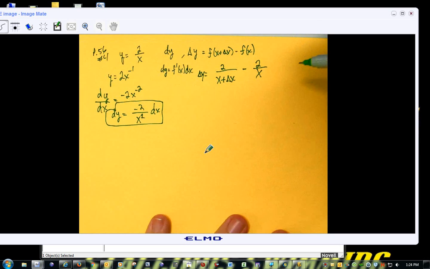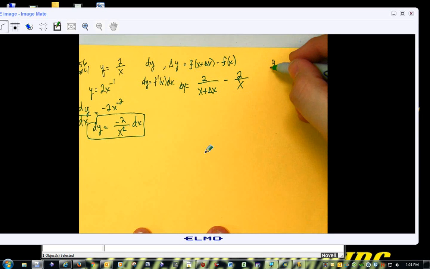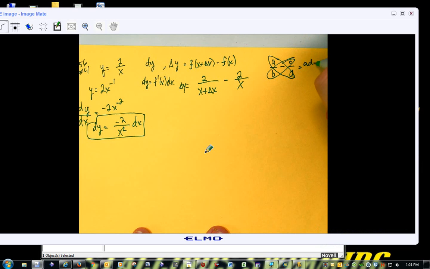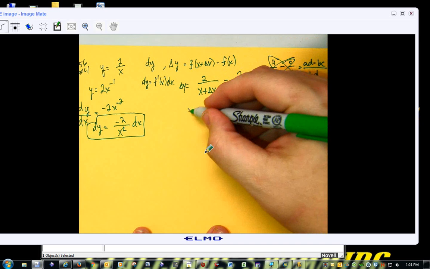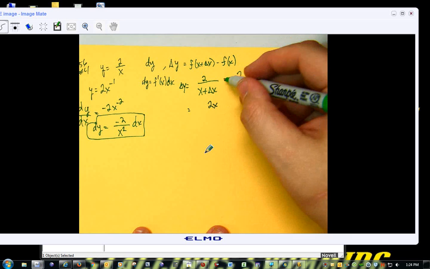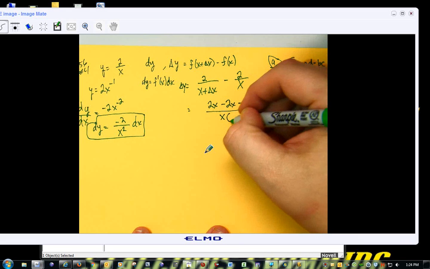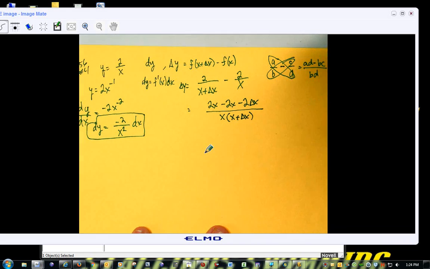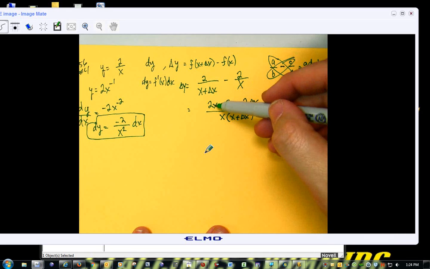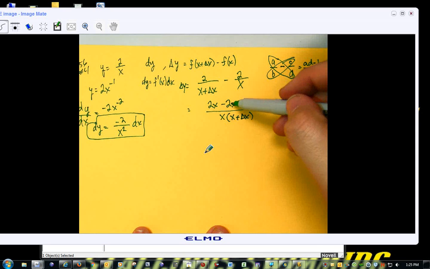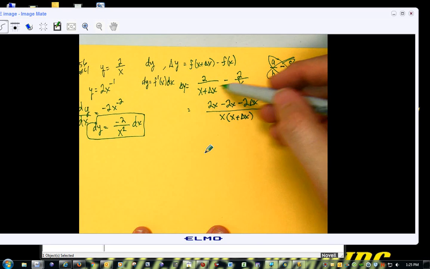So now, since I'm just subtracting two fractions, I'll do a over b minus c over d, where I take a times d minus b times c, over b times d. So it's 2x minus 2x minus 2 delta x, all over x times x plus delta x. So it would be 2 times x, which is 2x, minus 2 times x, which is minus 2x, minus 2 times delta x, which is minus 2 delta x.